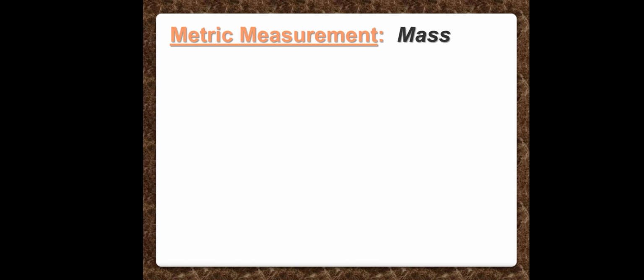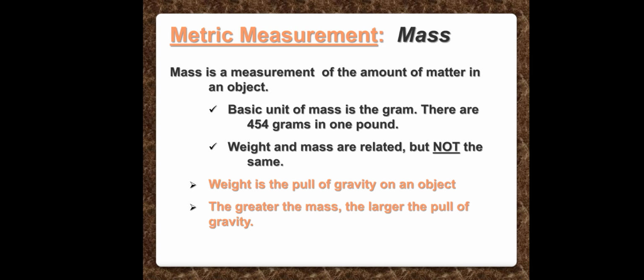Metric measurement. Mass. Mass is a measurement of the amount of matter in an object. The basic unit of mass is the gram. There are 454 grams in 1 pound. Weight and mass are related but not the same. Weight is the pull of gravity on an object. The greater the mass, the greater the pull of gravity.